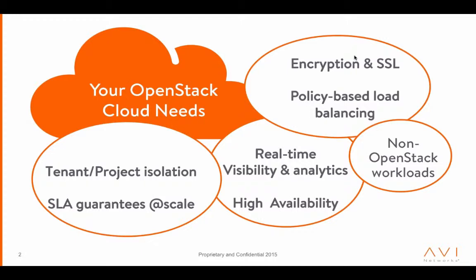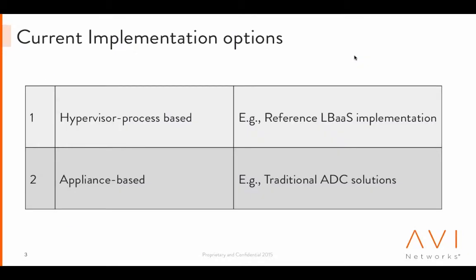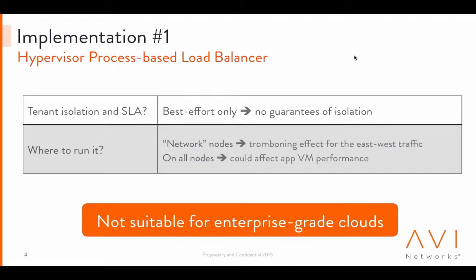So given these requirements for your load balancing or ADC needs, what do we have today? You have two implementation options. One is hypervisor process-based, which is the reference LBaaS implementation that ships with OpenStack, HAProxy-based. Or you have the appliance-based implementation option. That's what you build with traditional ADC solutions, with either hardware appliances or virtual appliances. I will go through these two and talk about why they don't meet the goals that I set out at the start of the talk.